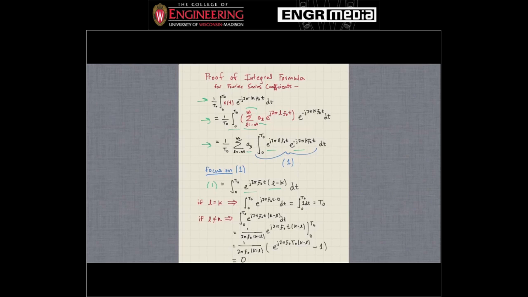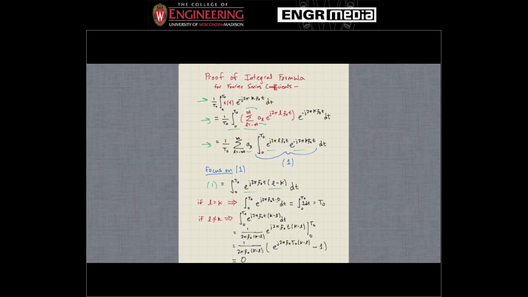So the first thing I want people to notice is that if l is actually equal to k, right, then l minus k is 0. And then the complex exponential is just 1, right? So if l minus k is 0, e to the 0 is 1. And so we're integrating 1 from 0 to T naught, and that should just give us T naught. Okay. Now the next scenario is a little tougher. And that's when l is not equal to k.